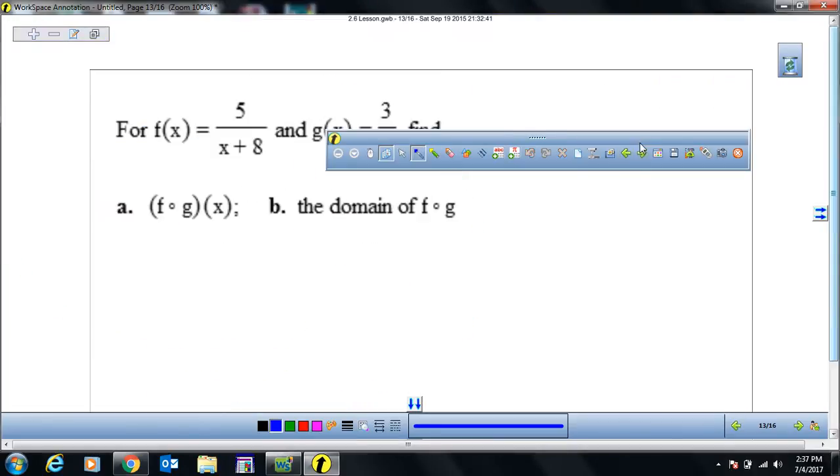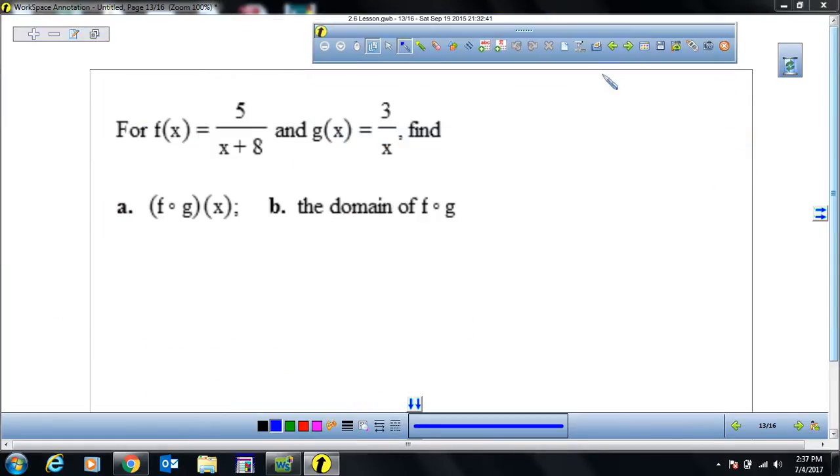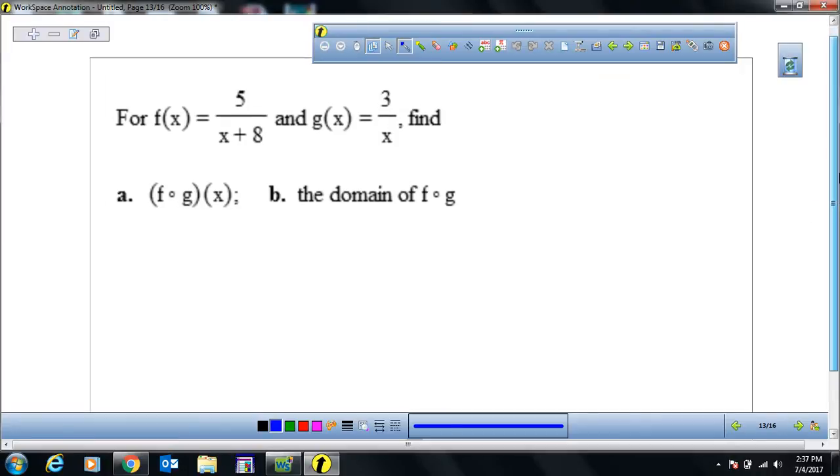Now, we're going to work on the next function, in which we're going to find the composition of these two functions, but also we're going to find the domain. So it's a two-part question. The first thing that we are going to do is find letter A. We need to find the composition of these two functions.